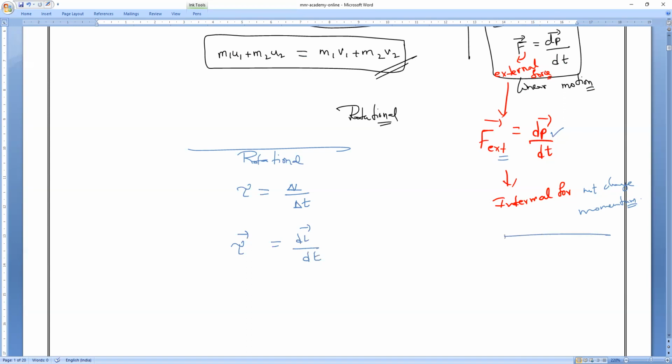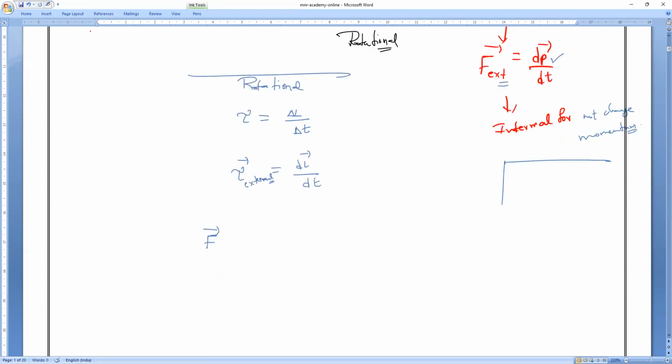Now, I have written two things. Is this tau internal or external, everybody? Tau external only. Internal torque never changes it. Only the external torque is equal to the angular momentum change divided by dt, that is, dL by dt. What does it mean? That is very important.